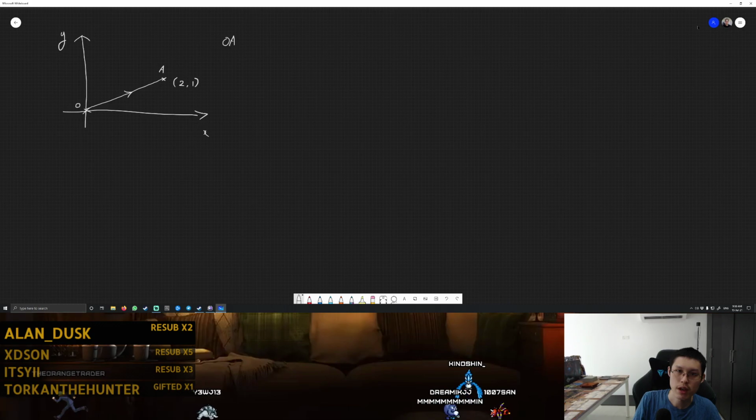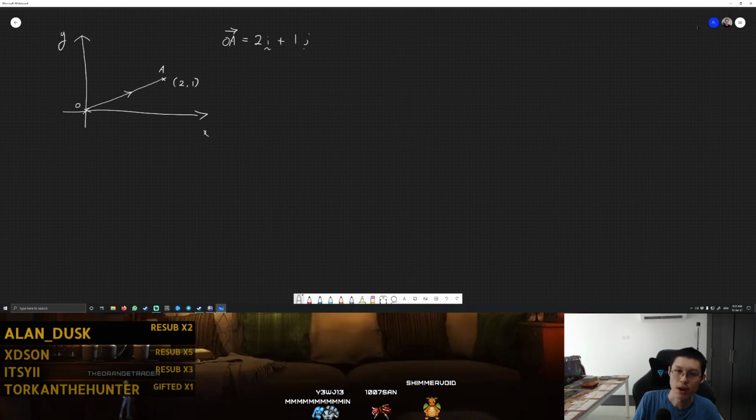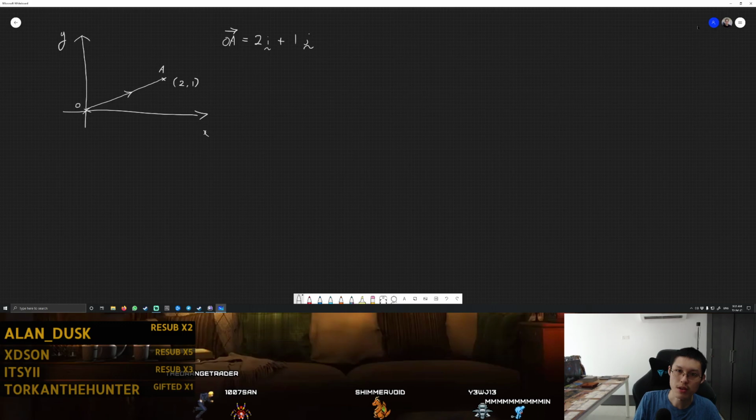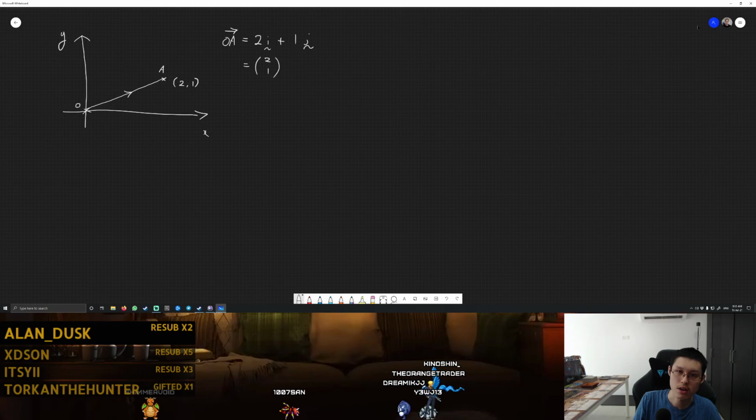So from O to A, how do I go from O to A? I have to go 2 in the X direction and 1 in the Y direction. Usually the X direction, we denote that with an i and a curly thingy, and for the Y direction, we use j. That's just a convention. Another way of writing this is as a 2 by 1 column matrix. So you just write 2, 1. Okay? So this is what we call a position vector.